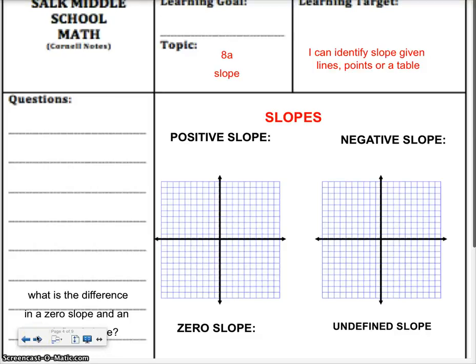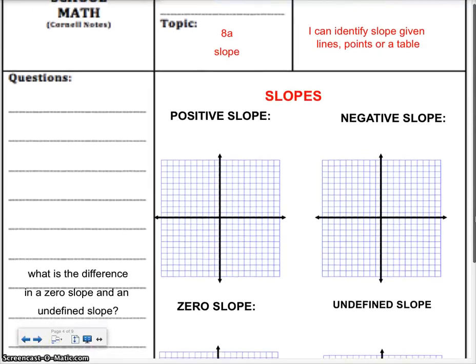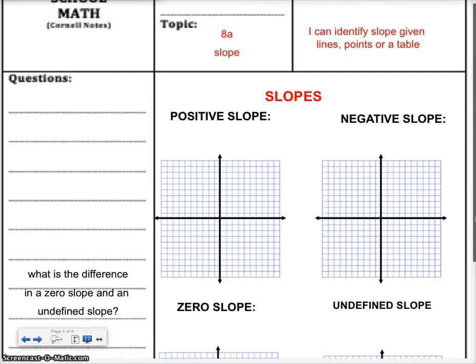Okay, we are moving on to our linear unit. And the first thing before we can start applying linear equations is understanding what slope is. So your learning target today: you can identify slope given a line or a table. We're not doing points today, points will be tomorrow. So you can identify slope given a line or a table.